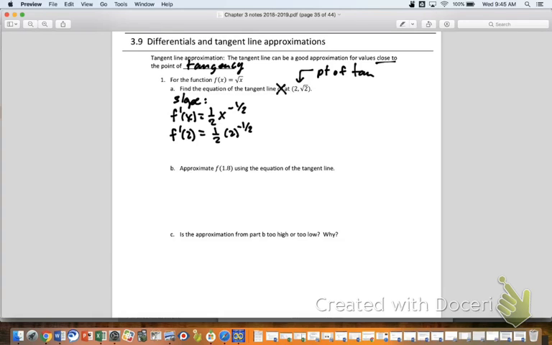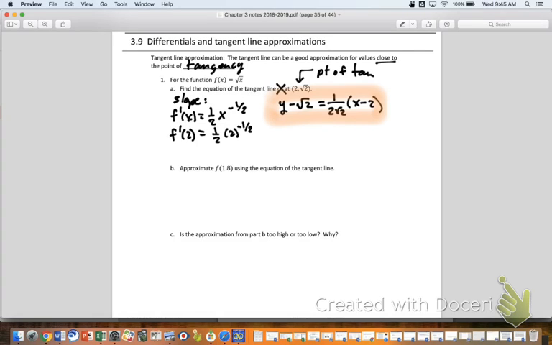And I'll just put these together by writing point-slope form: y minus root 2 equals, and I guess this would be 1 over 2 root 2 if I simplified that exponent of negative 1/2, times parentheses x minus 2. So that would be my tangent line equation.